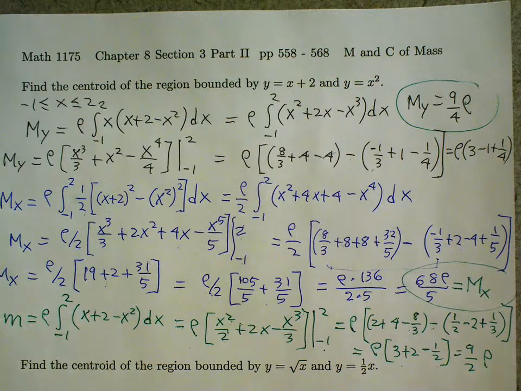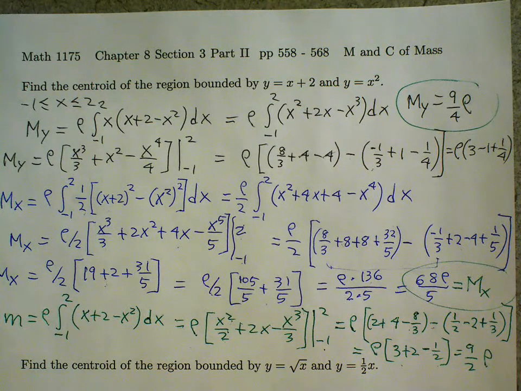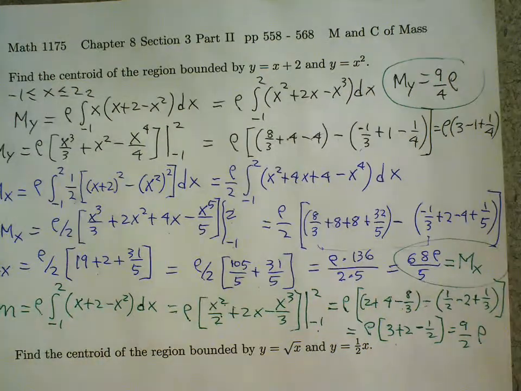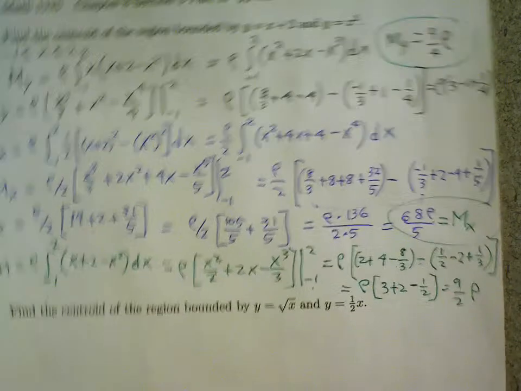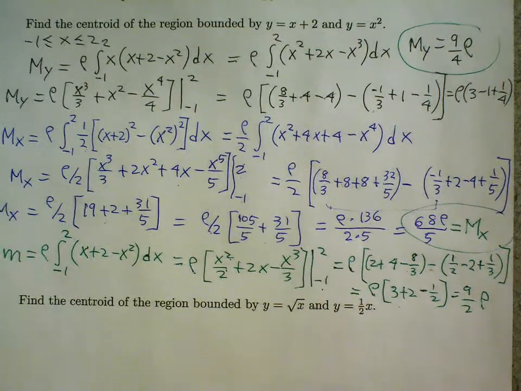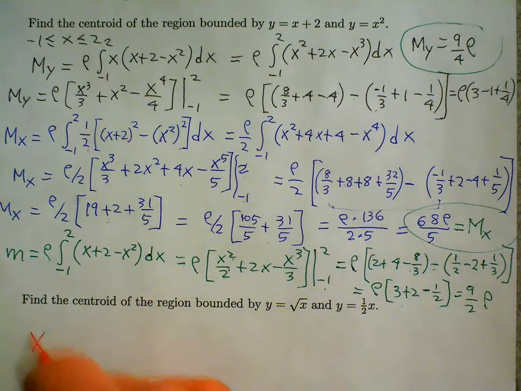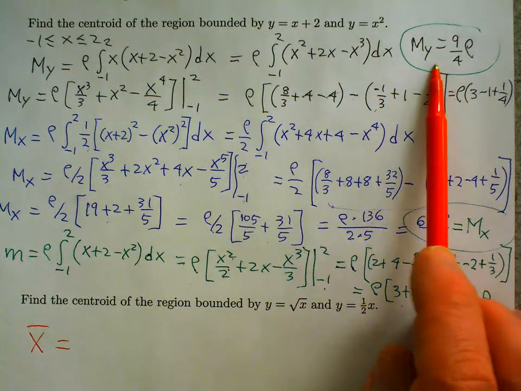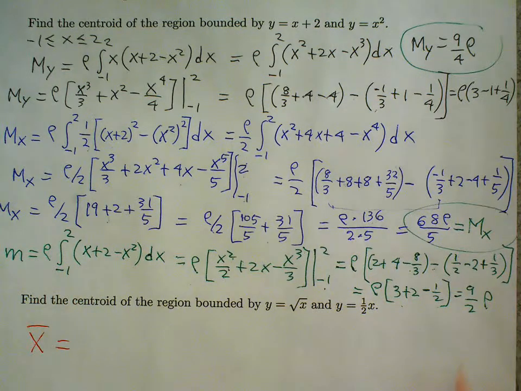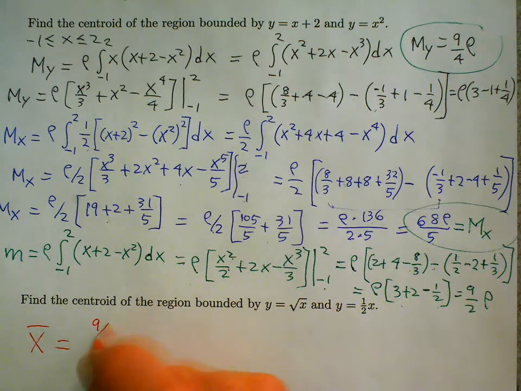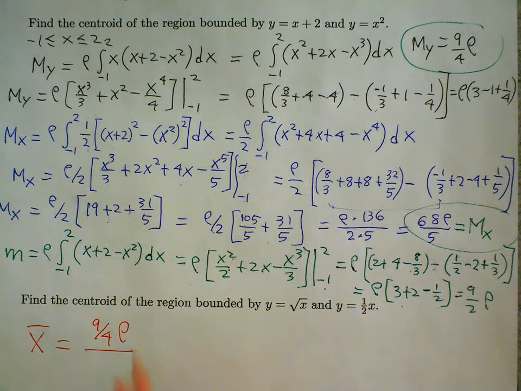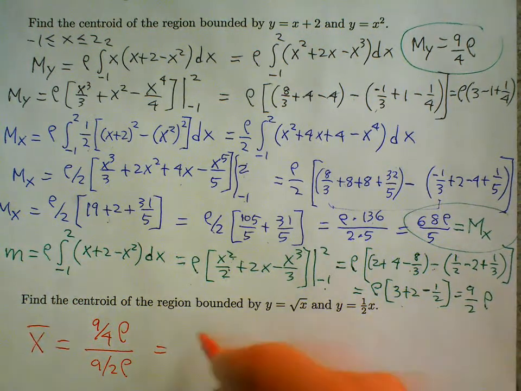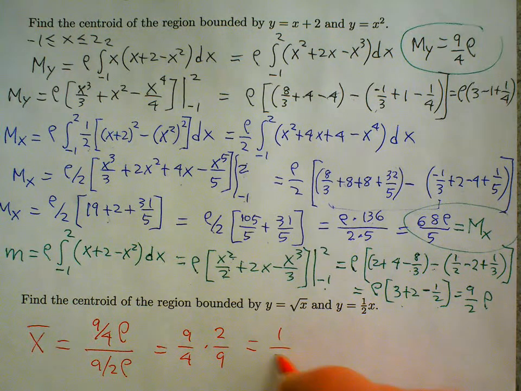Hey, we're just about out of time, but I'll use the space down here to write down the centroid. So x bar, that's m sub y divided by m, so that's 9/4 rho divided by 9/2 rho. The rhos cancel, then we have 9/4 times the reciprocal, 2/9, or 1/2.